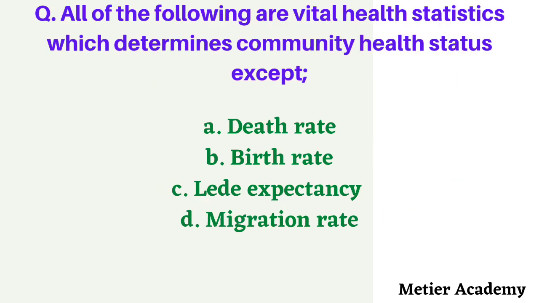The next one is, all of the following are vital health statistics which determine community health status except. Options are death rate, birth rate, life expectancy. Please do the correction. It is a life expectancy. And migration rate. And here the correct answer is option D, migration rate.